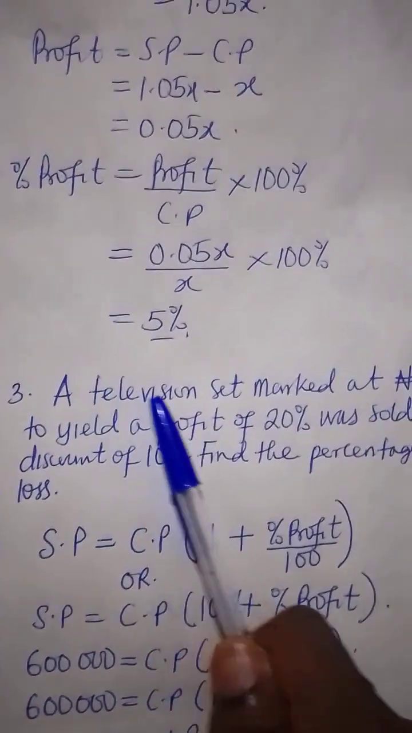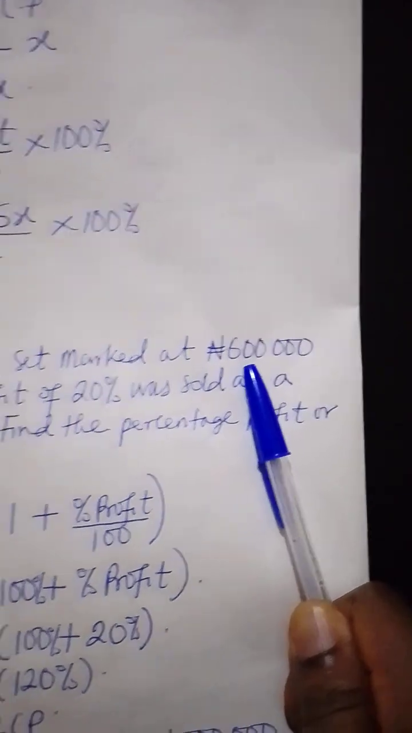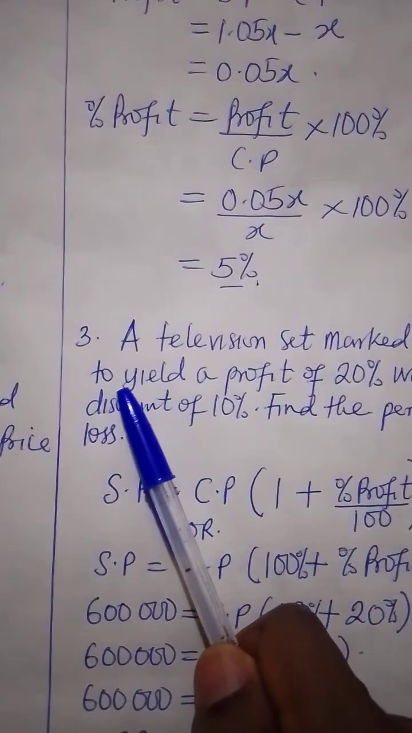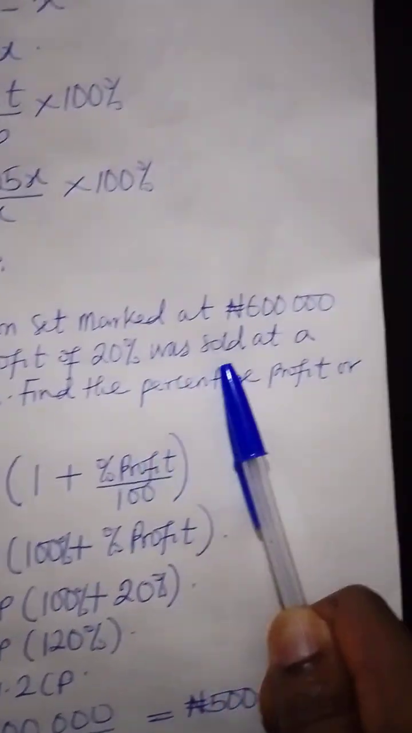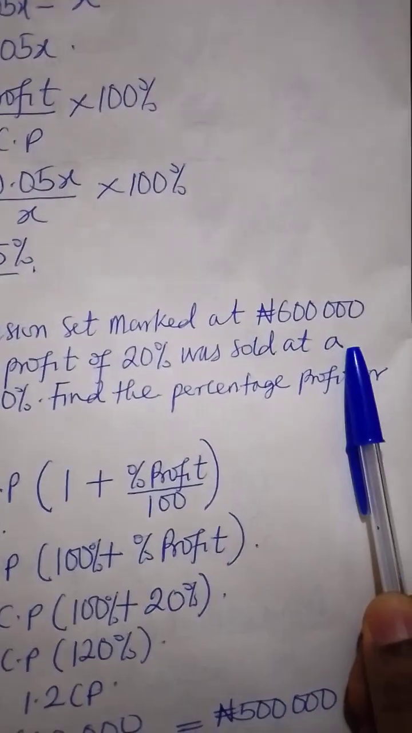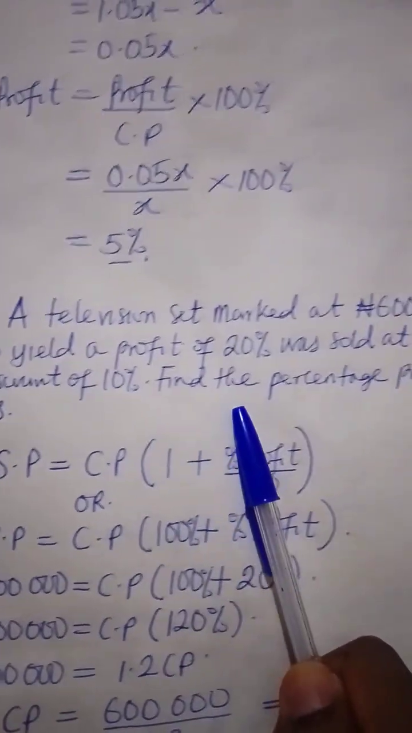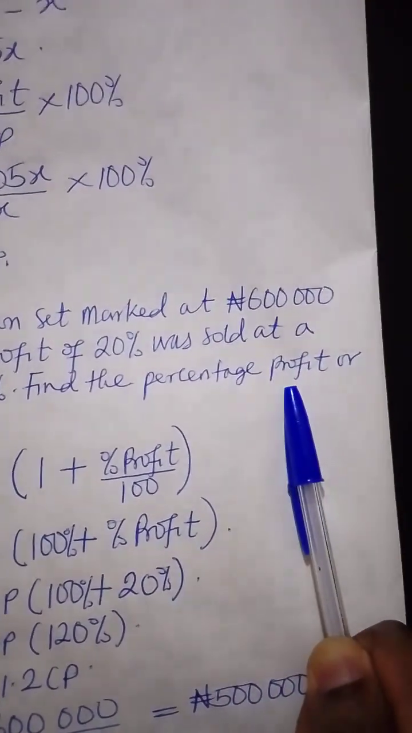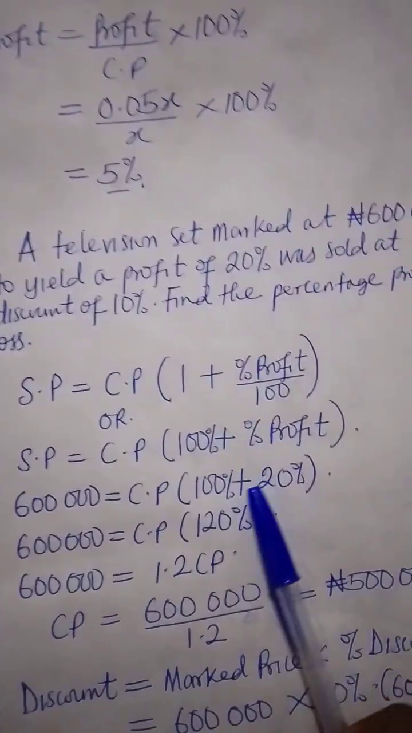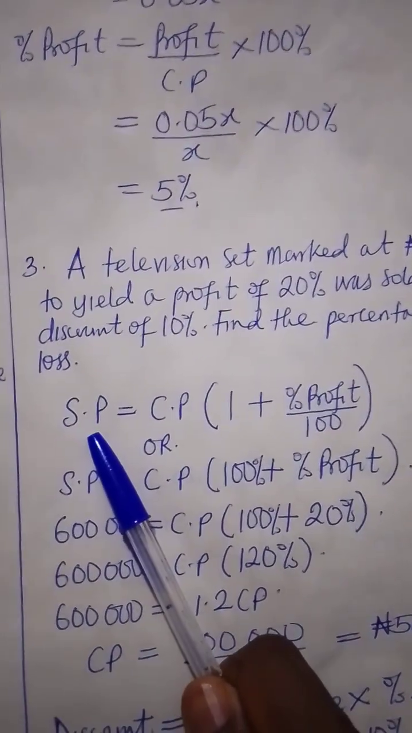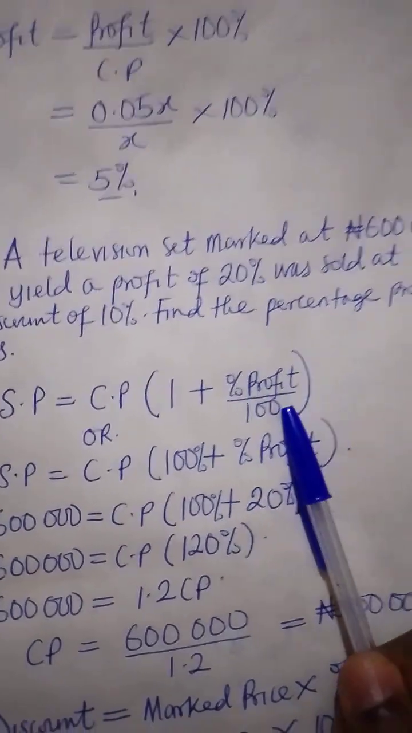A television set marked at 600,000 to yield a profit of 20% was sold at a discount of 10%. Find the percentage profit or loss. Don't forget our formula. Selling price is cost price into 1 plus percentage profit over 100.